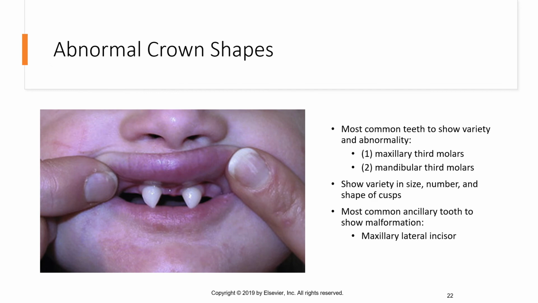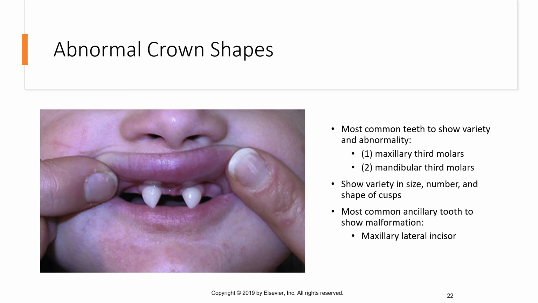All right, shapes in crown. Most common teeth to show a variety of abnormalities. Number 1 is going to be the maxillary third molars. Number 2 is going to be the mandibular third molars. They show in a variety of sizes and numbers, because we can have a lot of distodens and mesodens, and you could have partial anodontia and not develop them. And also different shapes of cusps.